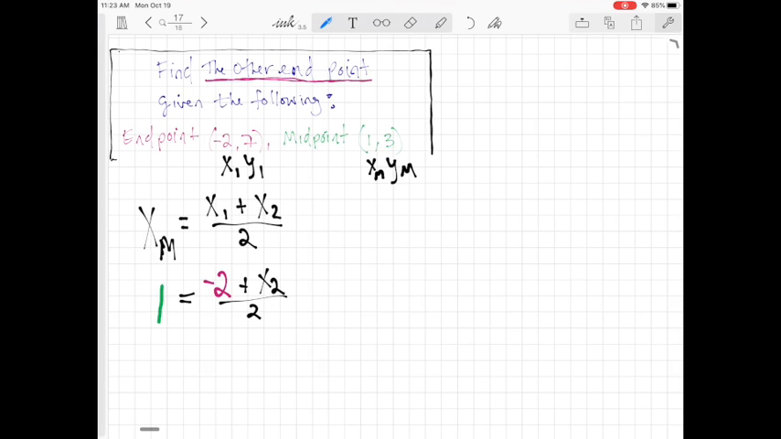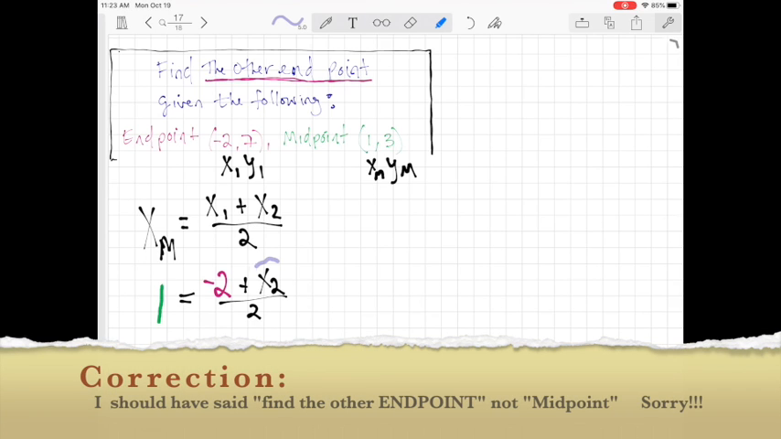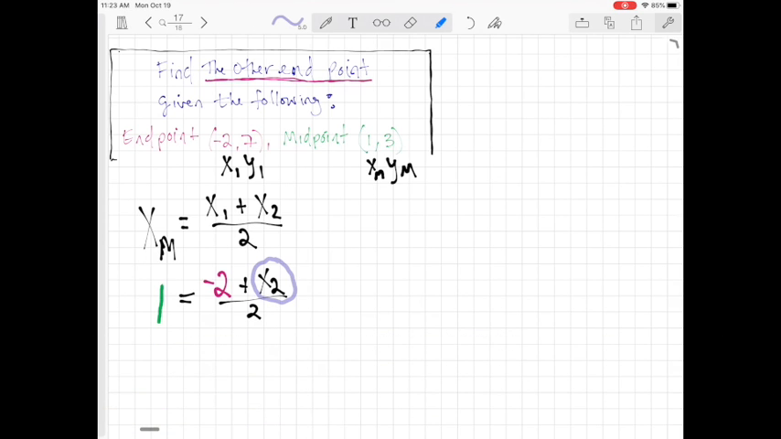So now we're going to find the other endpoint. We're going to solve for x2 here. The way I'm going to do that is multiply both sides by 2. These cancel out. 2 times 1 is 2, equals -2 plus x2.